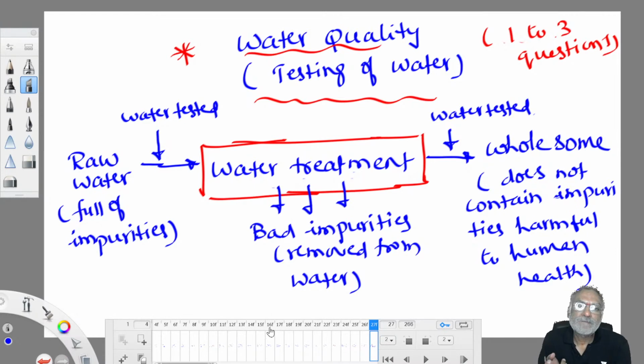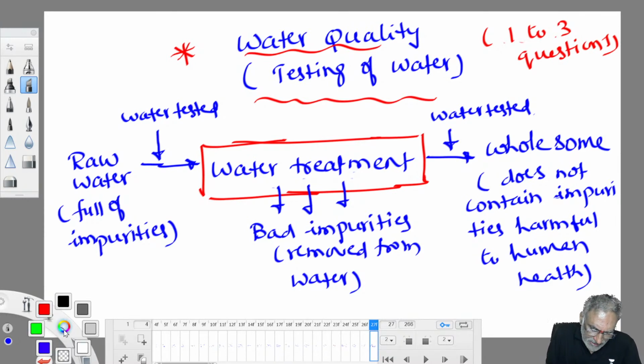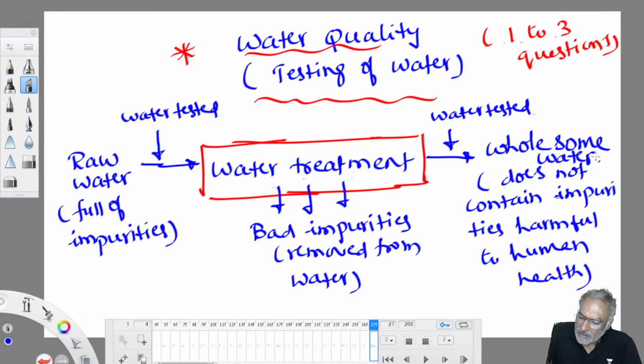So before treatment, raw water is tested. After treatment, we have to ensure how far this raw water is converted into wholesome water. Wholesome water is that water which is not 100% pure, at the same time it doesn't contain anything harmful to human health or human life. It's called wholesome water. Pure water means distilled water.